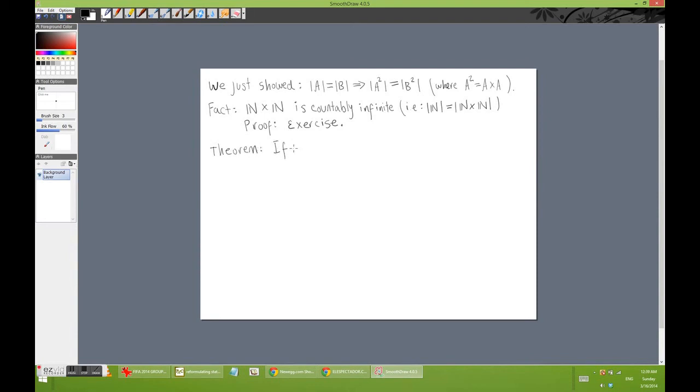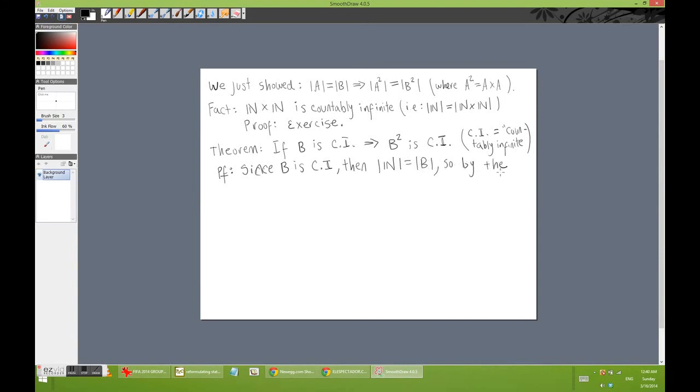And now our final theorem for this video. It says that if you start with a countably infinite set, and you take the Cartesian product of that set with itself, then that set is also countably infinite. So this is a preservation theorem. You can start with a countably infinite set, take the Cartesian product, and you will end with a countably infinite set. So the Cartesian product does not increase the size of countably infinite sets.